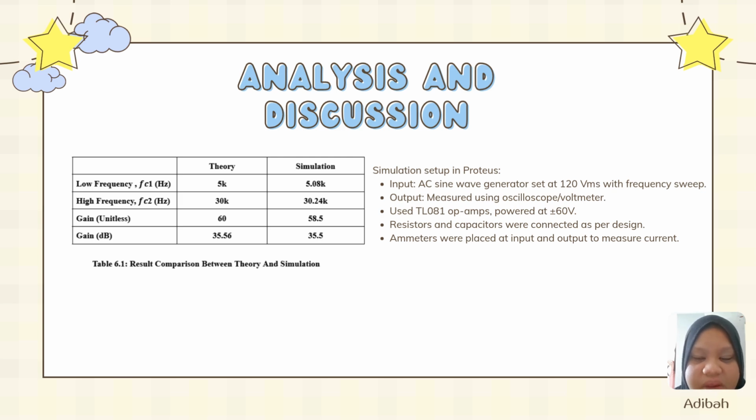For the simulation setup in Proteus: the input is an AC sine wave generator set at 120 volts with a frequency sweep, and the output is measured using an oscilloscope or voltmeter. We use a TL081 op-amp, powered at 60 volts. The resistors and capacitors are connected as per the design. Probes are placed at the input and output to measure the circuit.